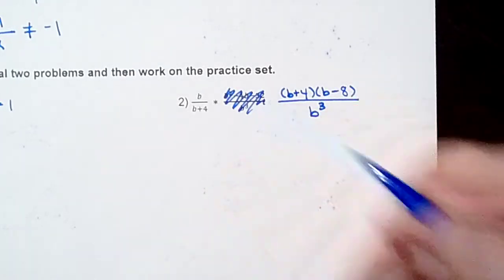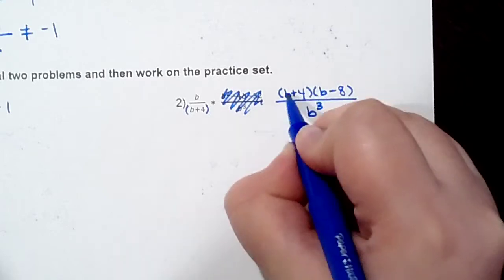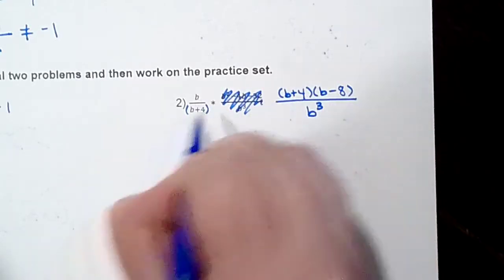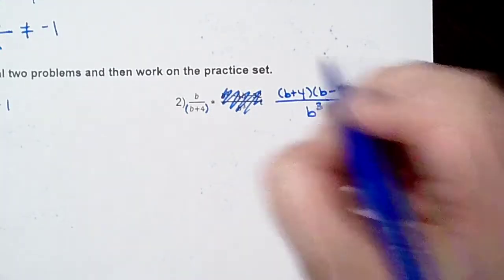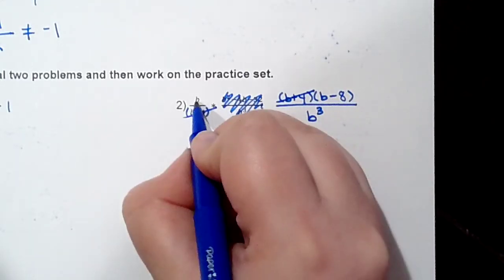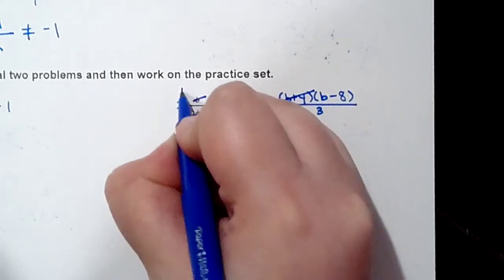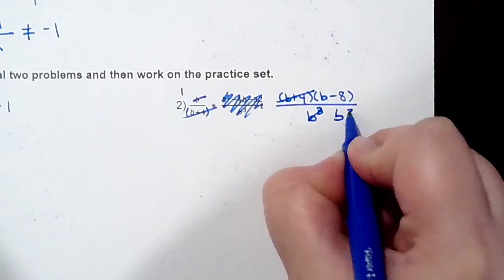Cross that out so I don't confuse myself. I've got a b plus 4 on the bottom and a b plus 4 on the top. Everything is separated by a multiplication sign, so I am not breaking any mathematical laws. I can cross-reduce and simplify my b over b cubed to be 1 over b squared.